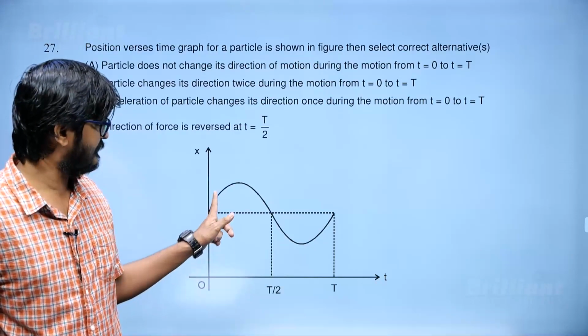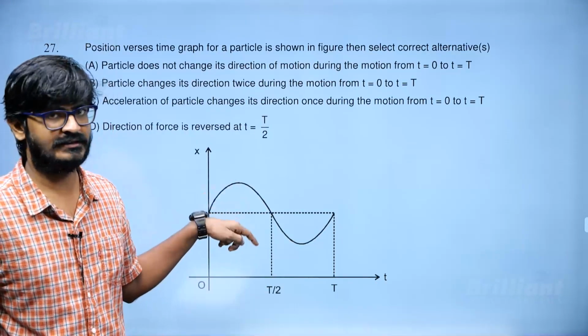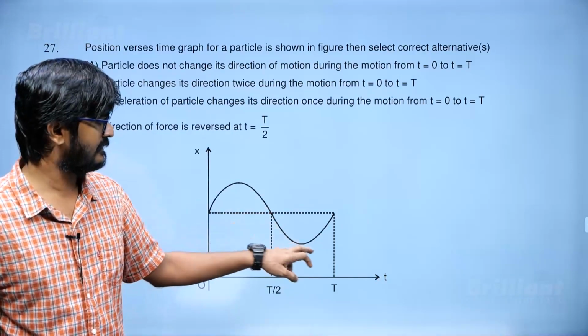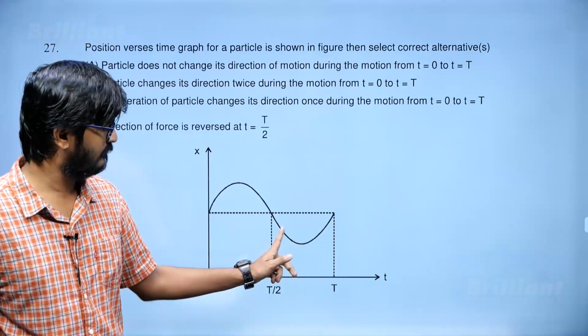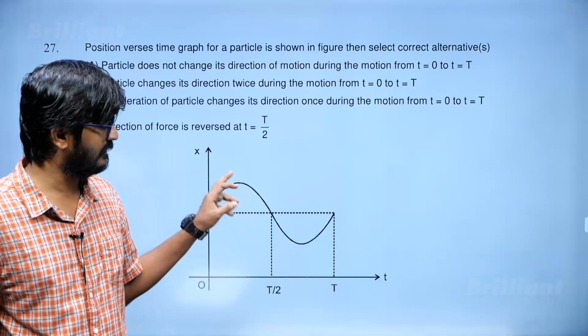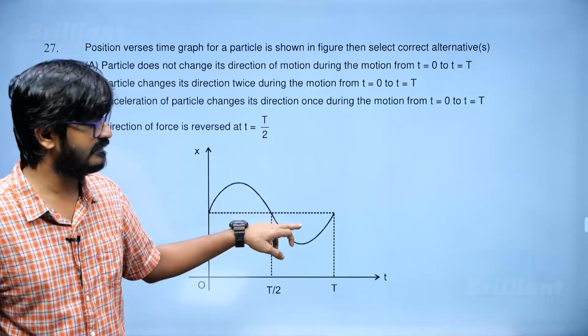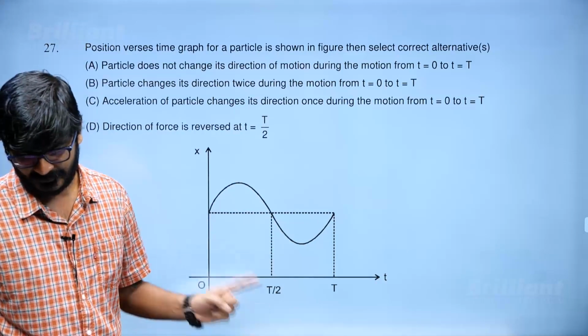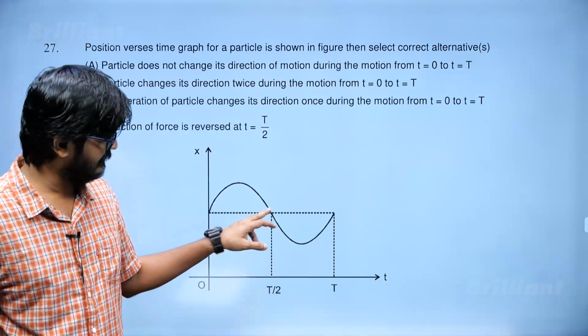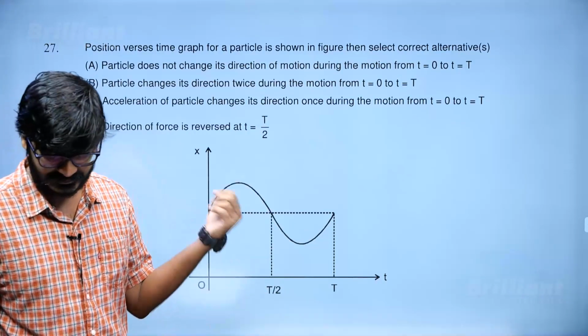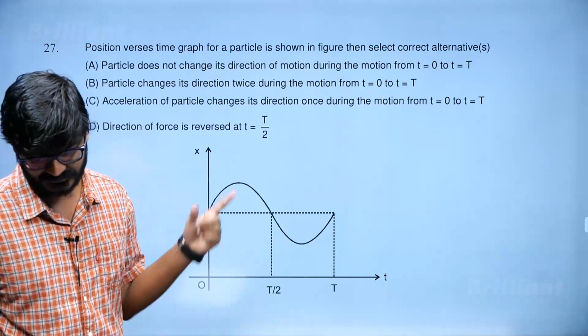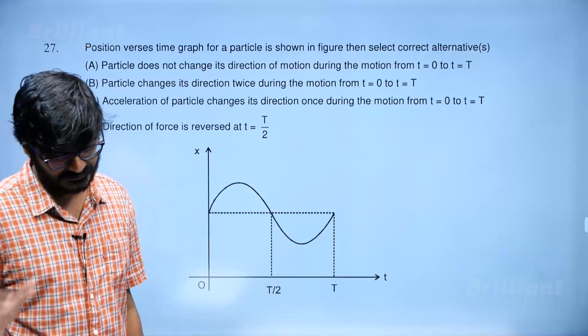Acceleration of the particle changes its direction once during the motion. Acceleration from here to here is in the negative x-axis direction, right? Acceleration from here to here is in the positive x direction. So in this one it will be in one direction, and here it will be in the other direction. So acceleration is changing only once. Initially it is in one direction, thereafter it is in the other direction. So the change is happening only once.